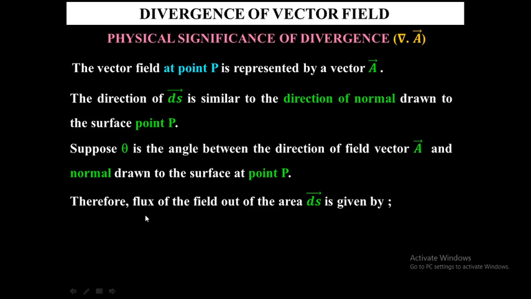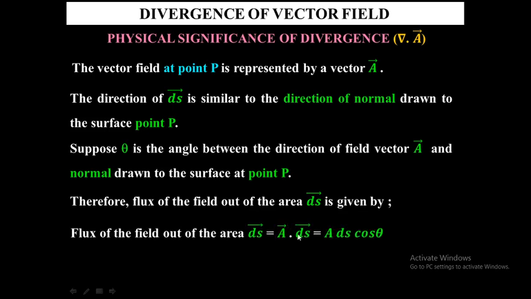If they are electric field lines, the number of electric field lines out of the area ds is given by A dot ds, where ds is the area and at the point P the vector field is A. So this is the flux of the field out of the area ds.